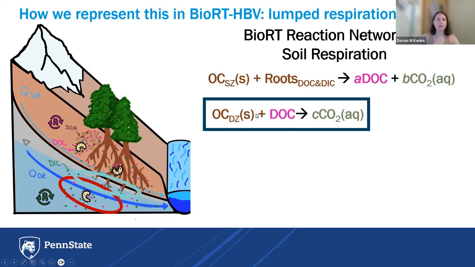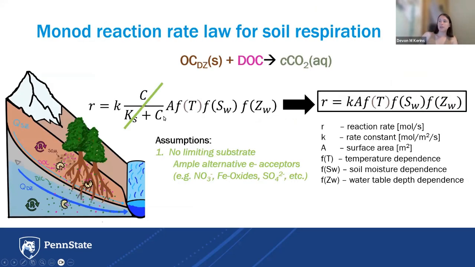And if there's not enough electron donor in terms of this translocated DOC, we have also allowed the model to source electron donor from other deep organic carbon sources. This could be petrogenic carbon or this older carbon that has traditionally been seen as more recalcitrant. We really represent the mineralization of these two organic carbon components into carbon dioxide. Again, we use a Monod reaction rate law, and we make the assumption that we have no limiting substrate.